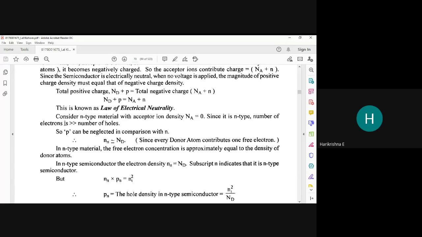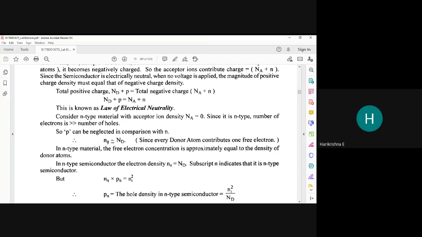Now see here, consider N-type material with acceptor ions equal to 0, where at the moment we are considering N-type semiconductor, it is only donor ions. So Na is equal to 0. So from this equation, N is equal to Nd plus P. N is very, very high, and holes are minority charge carriers. So P can be neglected in comparison with N.